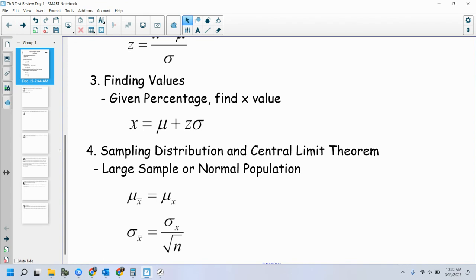Standard deviation of the sampling. Yeah. All of that same stuff. Cool. All right, let's get to our review.